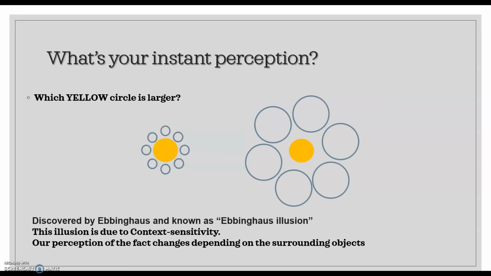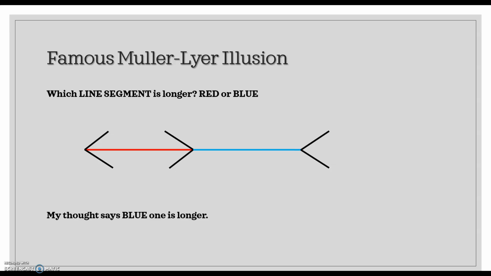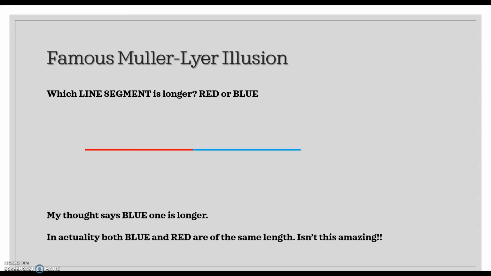The next example that I'm going to share is the famous Mueller-Lyer illusion. Which line segment is longer here, the red one or the blue one? My thought says the blue is longer. Let's see what happens now. When I take the fins off, you can almost see that the two line segments are of the same length. Isn't that amazing?